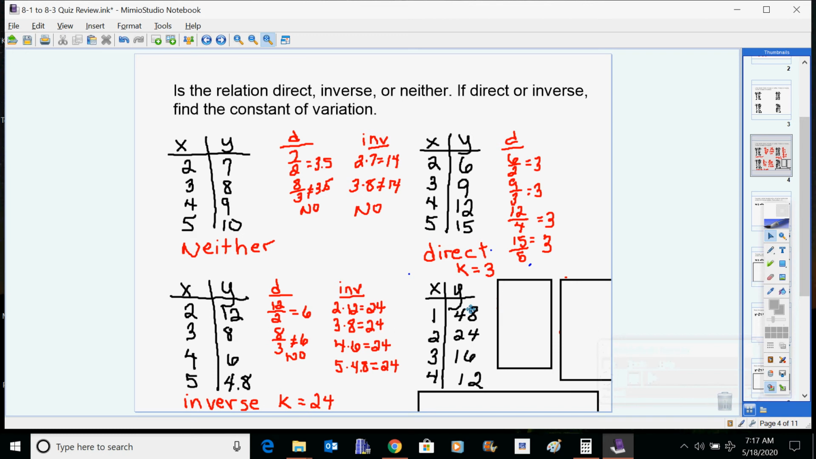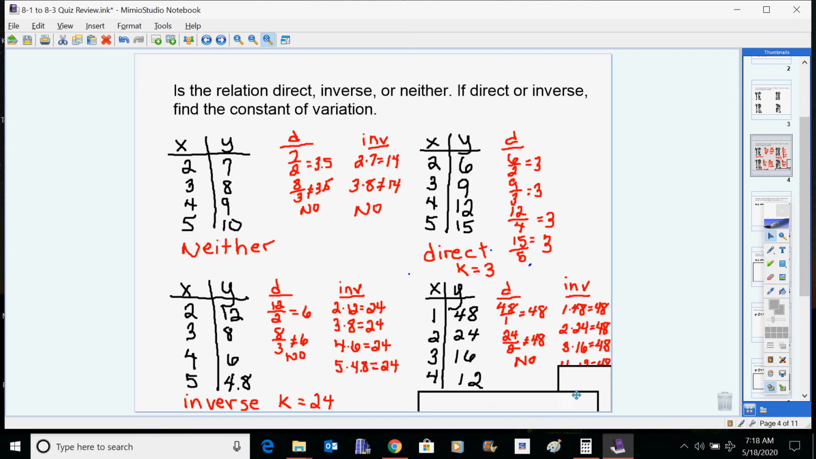And then once again, we check, first of all, the quotients, and very quickly that falls apart, so it's not a direct variation. Inverse variation, we check the products, and in this case the products are all equal to the same number. Means our constant of variation, because it's constant, unchanging, is 48, and it's an inverse variation. All right, so hopefully that's pretty nice and cut and dried and simple for you.